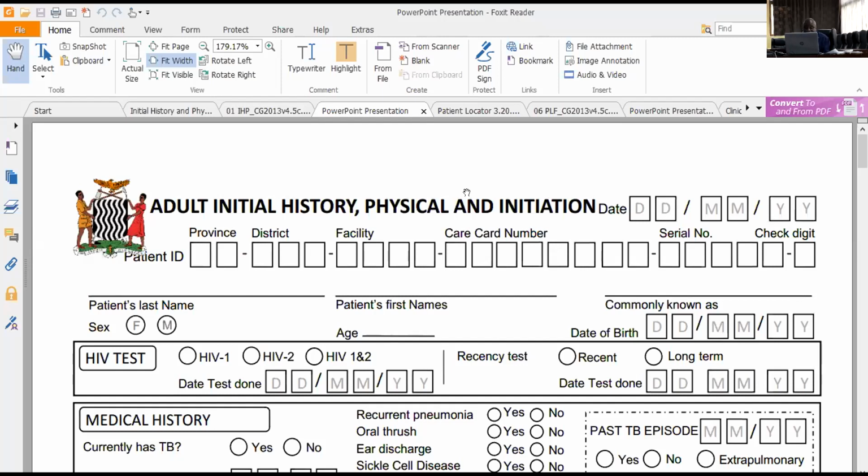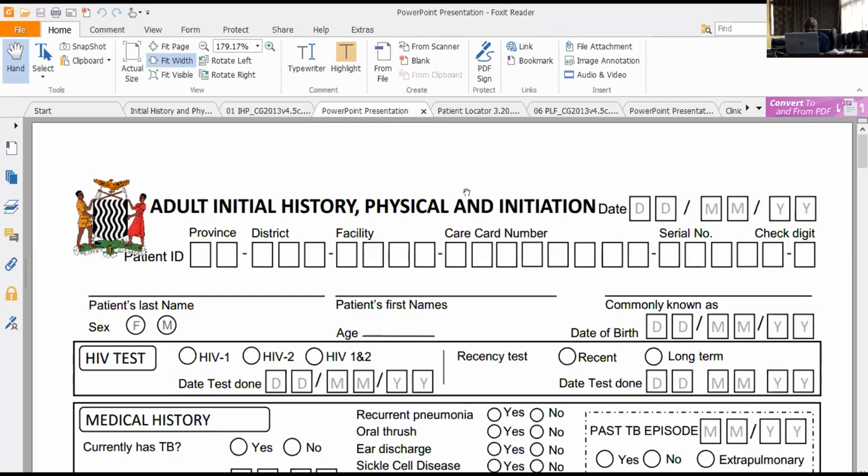The recency test, Doc said I leave it because it's a program issue. What we have done in the system, when you search in the lab, in the investigations, you actually find the recency test there, just like you find the Determine and the Bioline. So the recency test is also now there. And the result is also there, whether it's reactive or non-reactive. And so now it is up to MOH to find the test kits for the recency test.